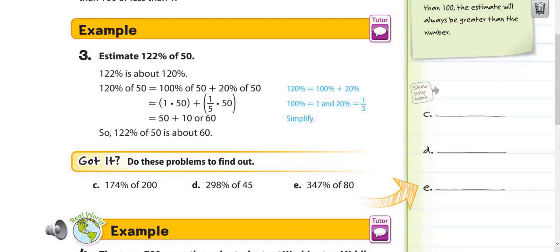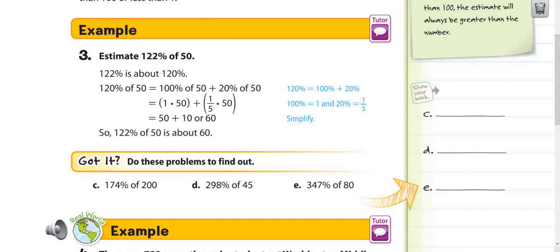So when you have greater than 100, the process we use is absolutely the same as what we've been doing so far. The process of rounding is the same. The process of taking the estimation is the same. We're just dealing with percents greater than 100. So in example 3, you can see they talk about 122% of 50. So they round the 122% to 120, and they're doing 120% of 50.